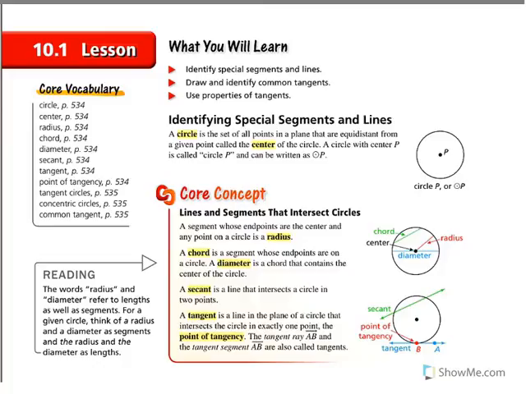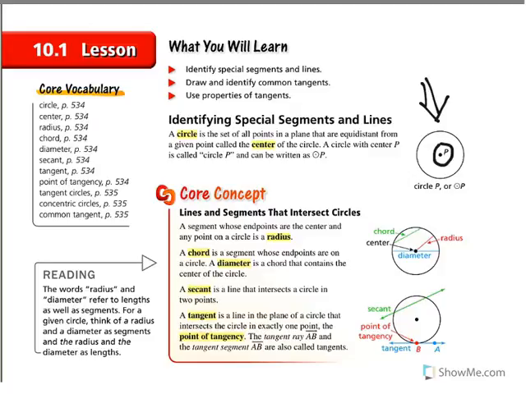Today you're going to be learning about circles. We're going to identify special segments and lines in circles. Alright, so if you take a look at the right, we have a circle, and you've seen circles before. There's a couple ways that you can denote them.